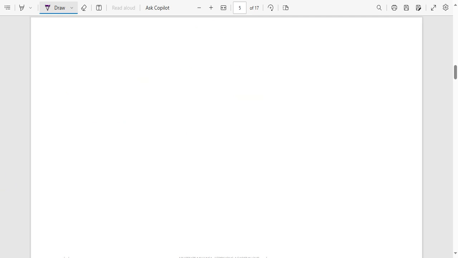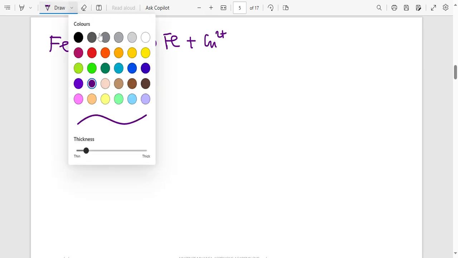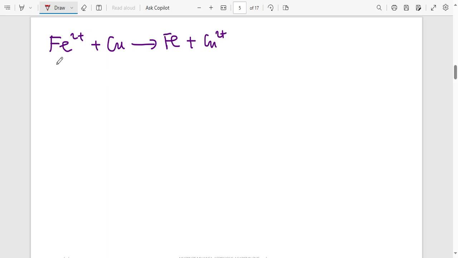Now, after understanding this, a redox reaction is a reaction that involves both oxidation and reduction. Let's say we've been given iron 2 plus. It reacts with copper, and then you are producing iron and copper 2 plus. Now, if you look at this equation, you can show the change of oxidation number. So from iron 2 plus we are going into iron. From copper, you are going into copper 2 plus.